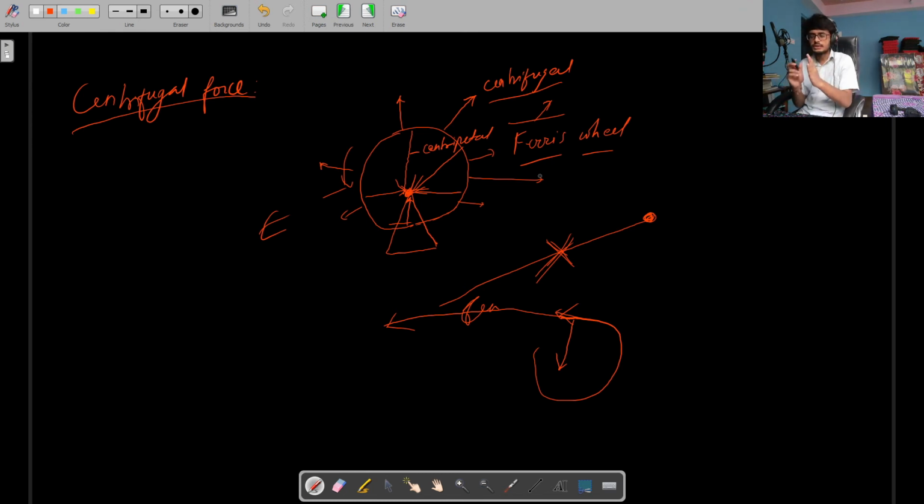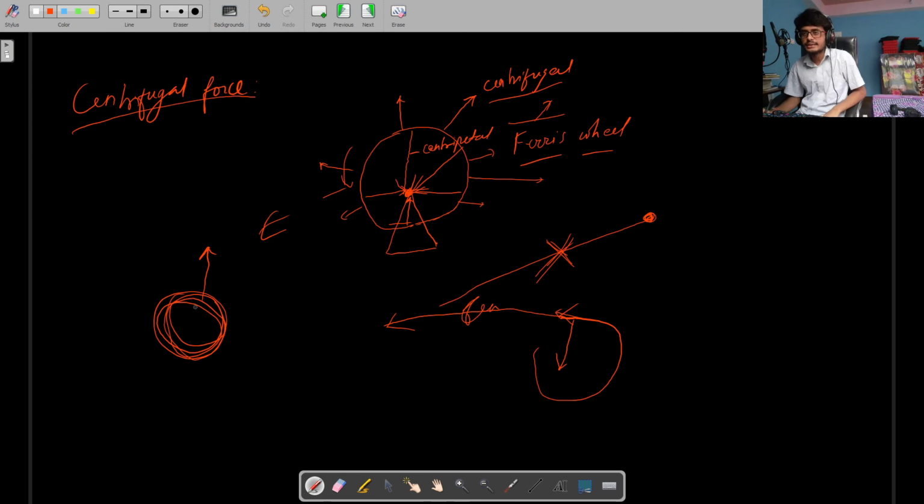Centripetal force is the force that goes inside, right? It'll always favor the circular motion. And centrifugal force is the one that always opposes that motion. And these forces are equal and opposite. They are always equal and opposite in a circular motion. That's why we don't see the wheel going forward or backward. It just goes round and round on the same axis, right?